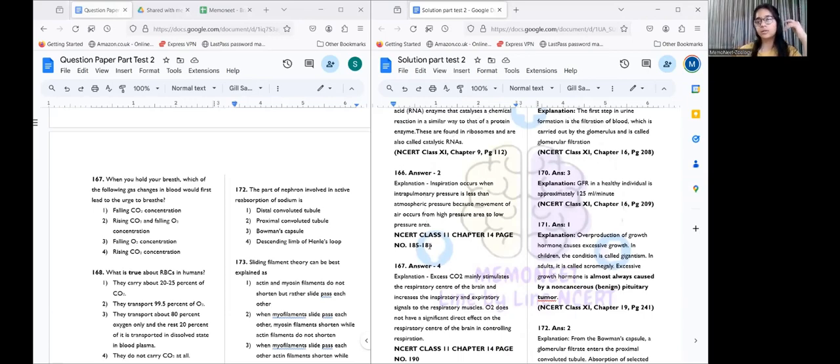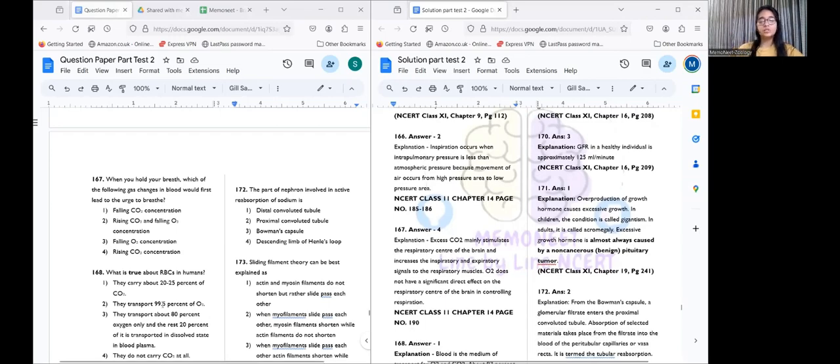This process keeps on occurring. But now since new oxygen is not coming inside, the level of carbon dioxide in the body increases. So excess carbon dioxide mainly accumulates in the respiratory center of the brain. It increases the inspiratory and expiratory signals on the respiratory muscles. Oxygen does not have a significant direct effect on the respiratory center of the brain in controlling respiration. So as a layman we would think that due to decreased oxygen concentration we are having the urge to breathe. But it's not because of decreased oxygen, it's because of increased carbon dioxide concentration.